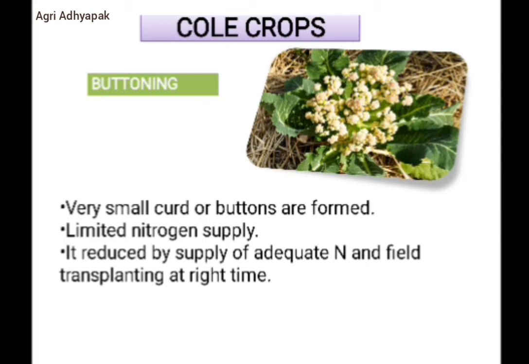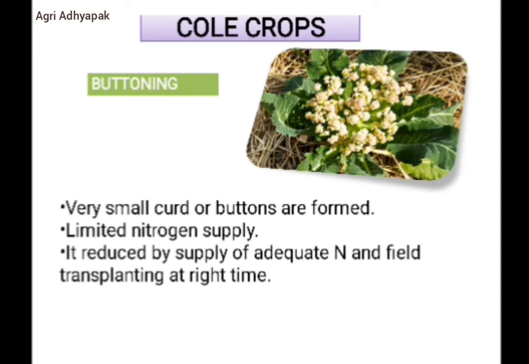In cole crops, the physiological disorders of cauliflower and cabbage are majorly important, and scientists give very much importance to the physiological disorders of cole crops especially. So the first one is buttoning. It is the forming of very small curds, or button-like curds, and they all will be separate, not united.